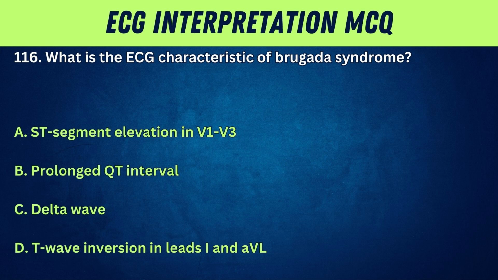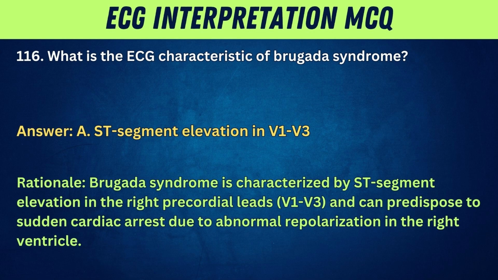116. What is the ECG characteristic of Brugada syndrome? A. ST segment elevation in V1-V3. B. Prolonged QT interval. C. Delta wave. D. T-wave inversion in leads I and aVL. Answer: A. ST segment elevation in V1-V3, rationale. Brugada syndrome is characterized by ST segment elevation in the right precordial leads, V1-V3, and can predispose to sudden cardiac arrest due to abnormal repolarization in the right ventricle.